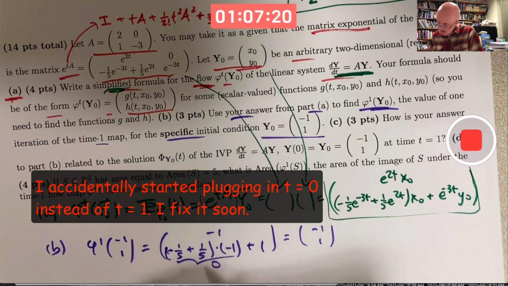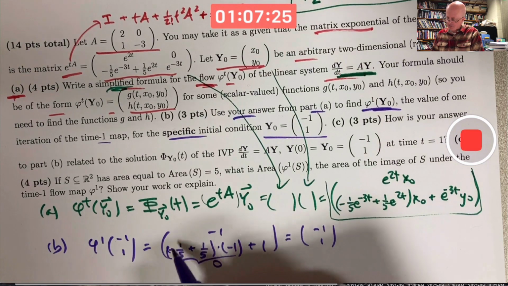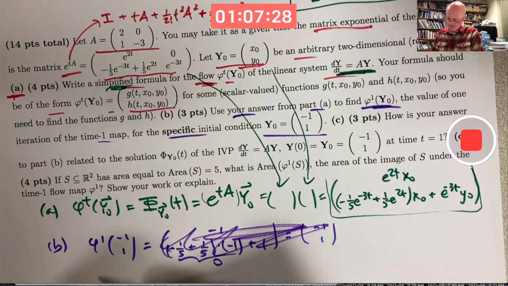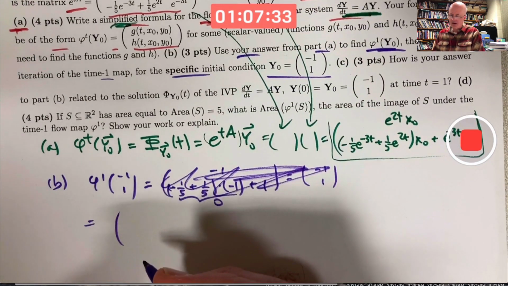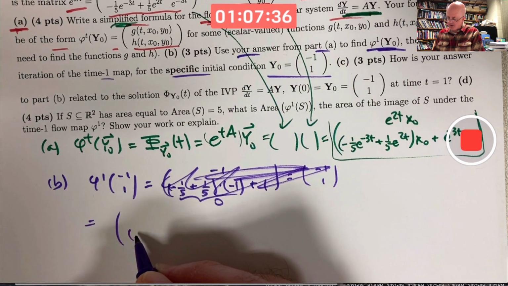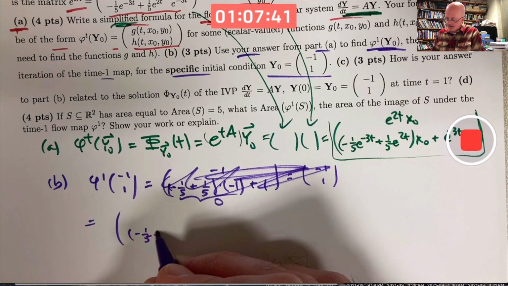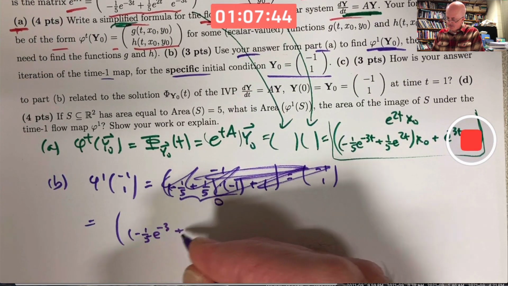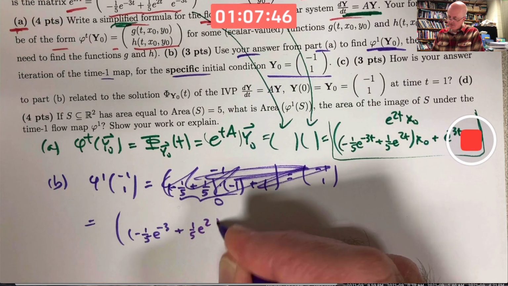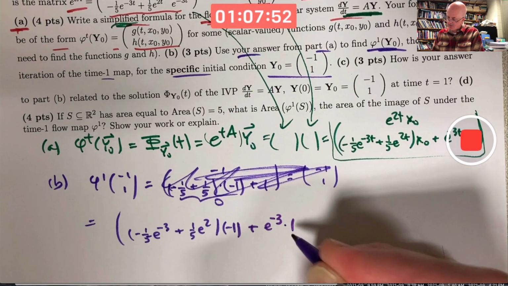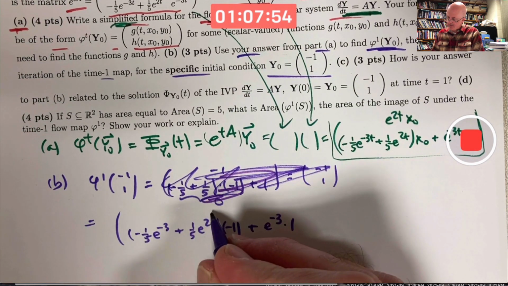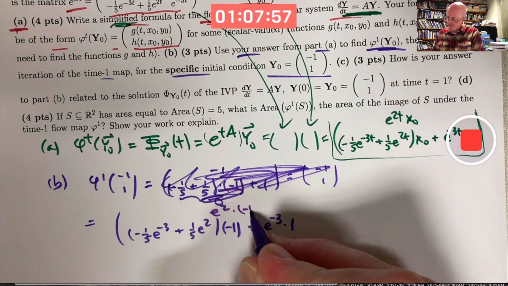I did not expect that to happen. What did I do wrong? Oh, I'm plugging in not t equals 0. t equals 1. Sorry. I was thinking so much about plugging in t equals 0 because I've done that so much. Negative 1/5. Plug in t equals 1, I get e to the negative 3 plus 1/5 e to the positive 2 times x0, which is negative 1, plus e to the negative 3 times y0, which is 1. And for the first component, I get e squared times negative 1.